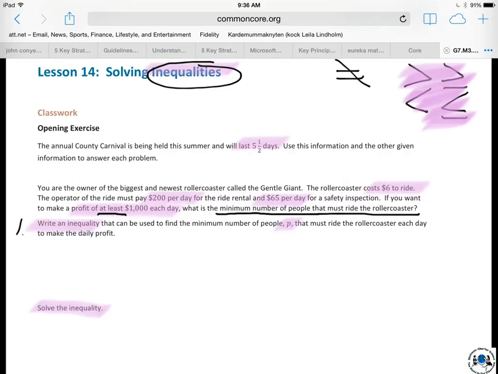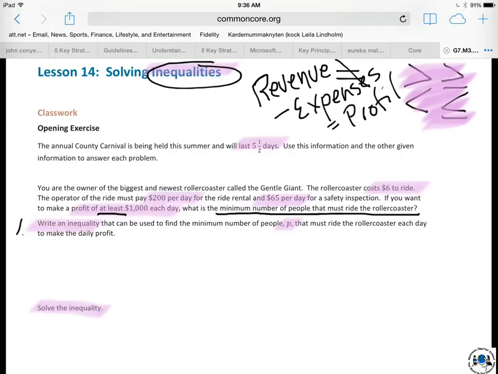Just to remind you of what profit is: you take what you make, which is called your revenue, that's money in, and subtract away all of your expenses, those are the costs, and that equals your profit. A little reminder of what that very important word, profit, actually refers to.